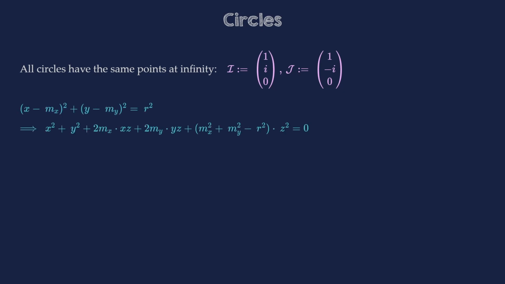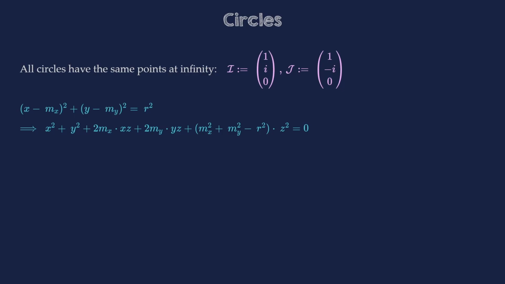Those complex points at infinity will always be the same, regardless of which circle you start with. Concretely, it's these two. Let's quickly check that this works. A circle with radius r around the point mx and my can be described by this equation here. Expanded, sorted and homogenized, we get this.